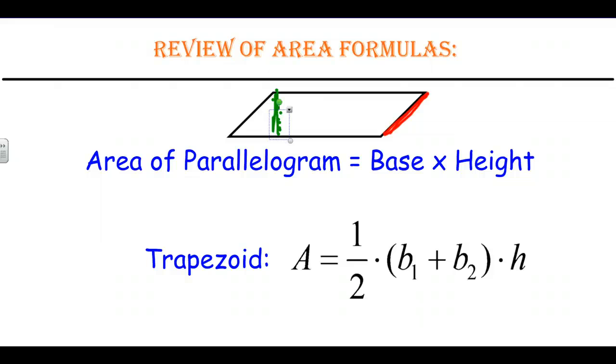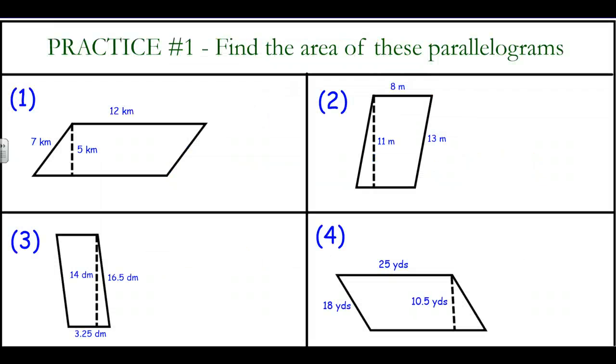So we're going to have two slides here. One is for parallelograms and the other is for trapezoids. So go ahead, pause the video, find the area of these four parallelograms, and then come back and we'll go through the area formulas. So for number one, this parallelogram, again, any parallelogram has an area of base times height.